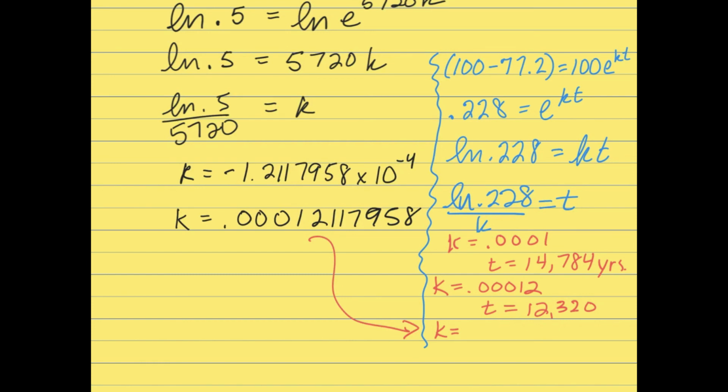If we use the whole thing that we started with, that number, we get a time of 12,200. So you can see that there's not as big a gap there. So as you keep increasing, your accuracy gets better. So be careful with that when you do these problems. And that's it for radioactive decay.